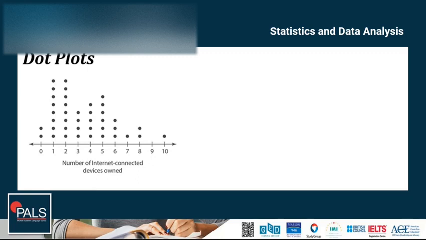Now, the dot plot on the screen shows the results of a survey in which a random sample of adults were asked how many internet-connected devices are owned by members of their household. Remember, each dot represents an individual response. Because there are two dots above zero, you know that two people stated that there are no internet-connected devices owned by members of their household. Similarly, only one person stated there were 10 such devices in his or her household.